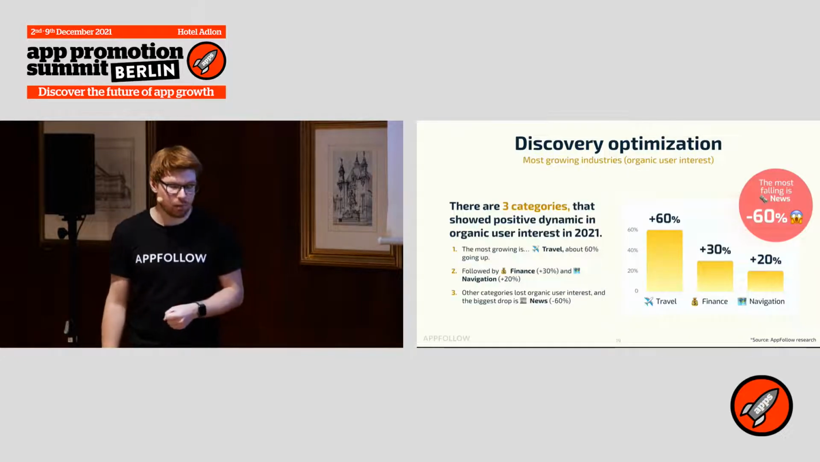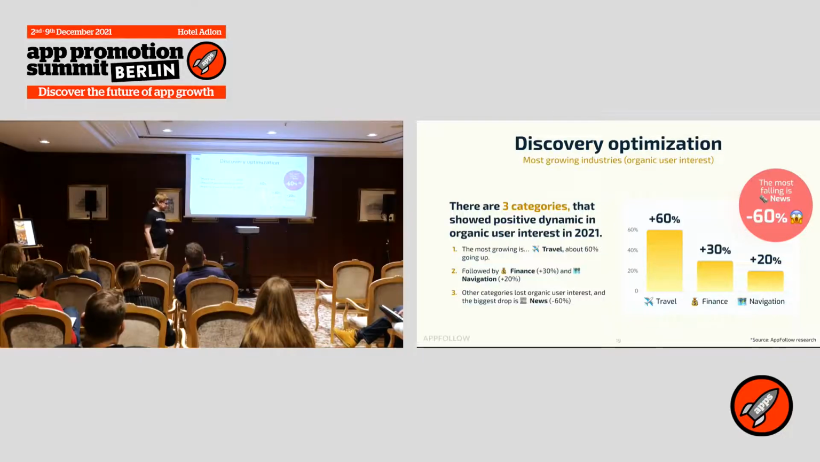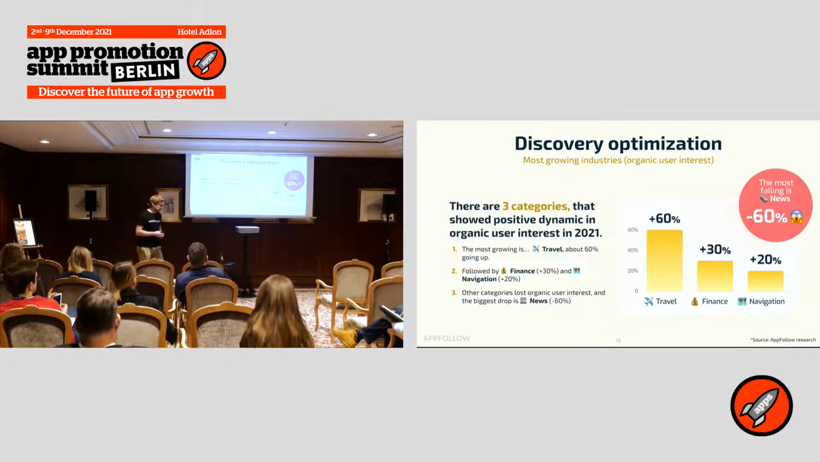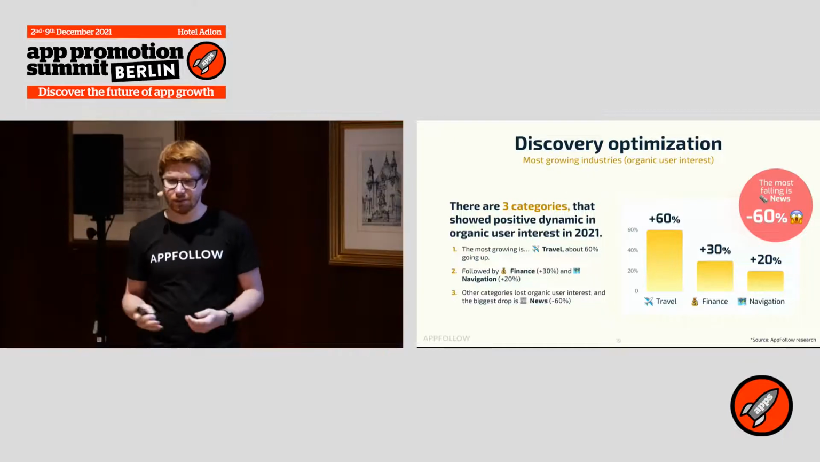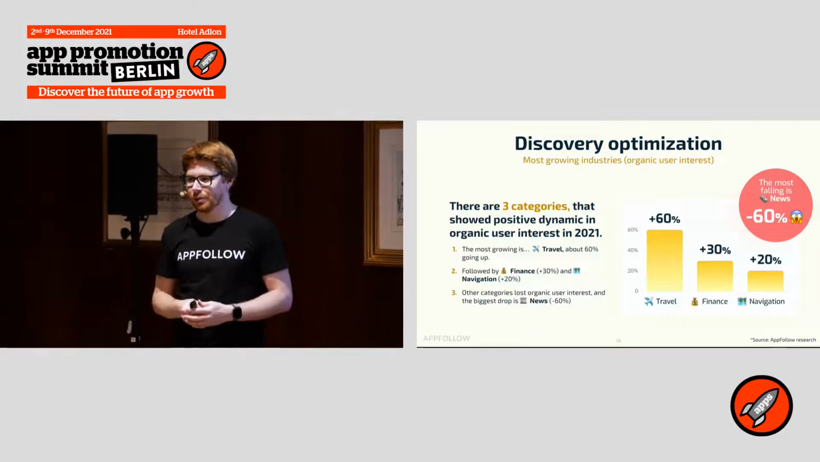So let's talk about organic user interest a little bit more. We discovered that the fastest growing category this year in terms of organic demand is travel. That's not a surprise for us. It's followed by finance and navigation, as people wanted to track their expenses and, I don't know, build routes to somewhere that finally we are able to travel.